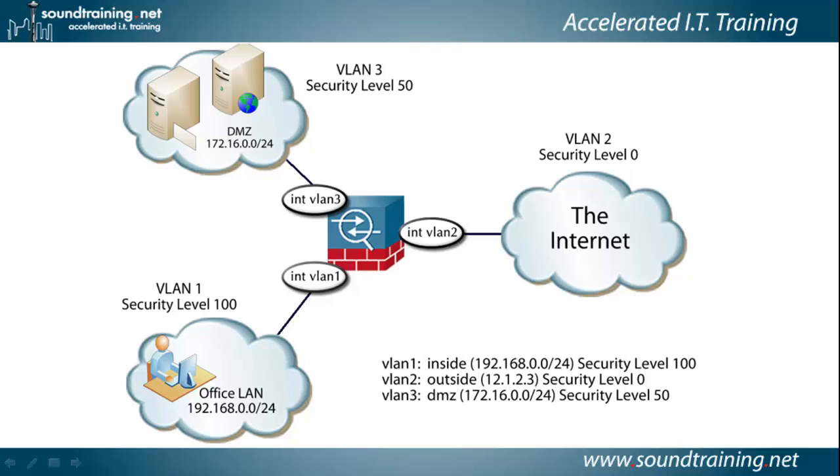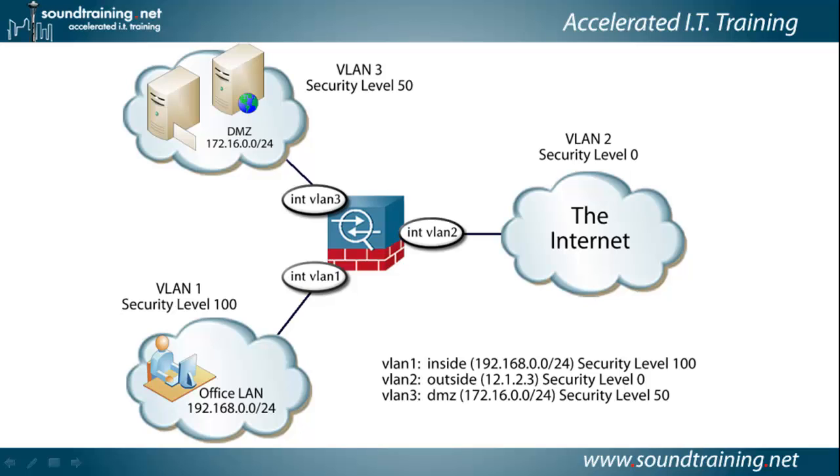Now you may be thinking, gosh, you've got a web server and a mail server in the DMZ. What if you want to initiate a connection from the Internet to either one of those servers, which you certainly might want to? Well, in order to do that, we have to implement static NAT and access control lists, and that's really beyond the scope of the video, but I did want to mention that.